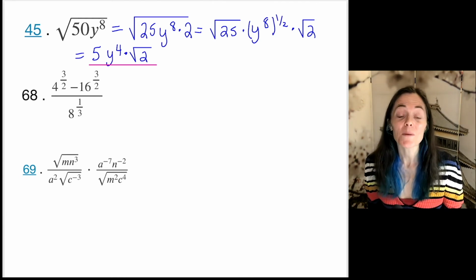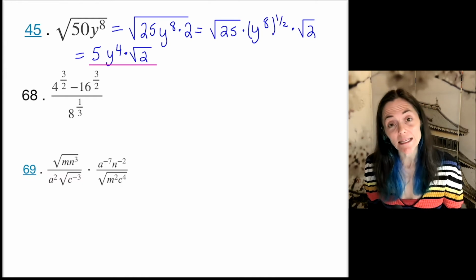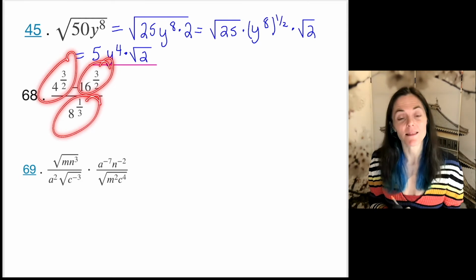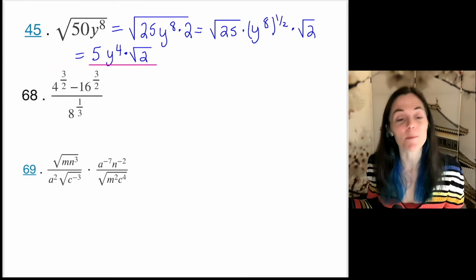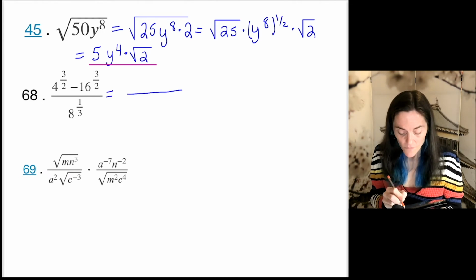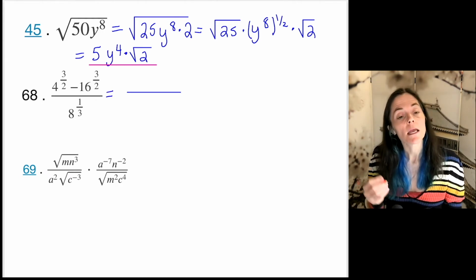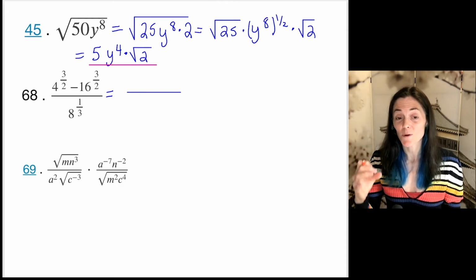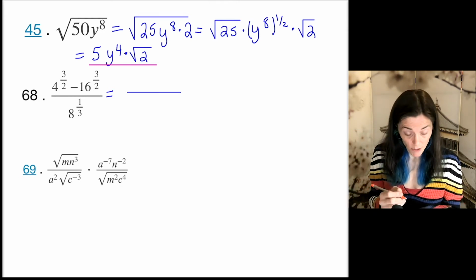68. Well, what we want to do here is evaluate each separately. So evaluate this, evaluate this, evaluate this. In the end, we will get a number here. 4 to the 3/2 power. If you recall with rational exponents, you can first take the square root and then cube. So I will definitely do that here.